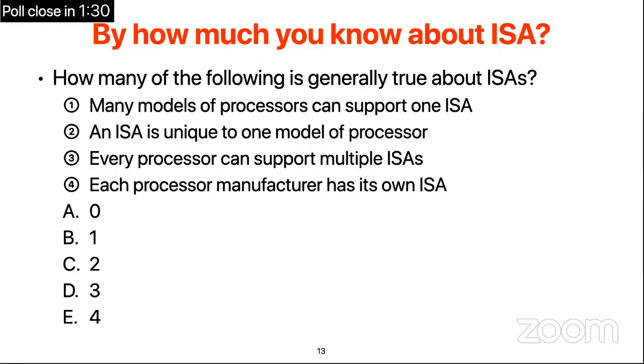I think number 1 and number 4 are correct. Okay, so you think many models of processor can support one instruction set architecture, and each processor manufacturer has its own instruction set architecture. So you don't think the second and the third are correct, right? Why is that?